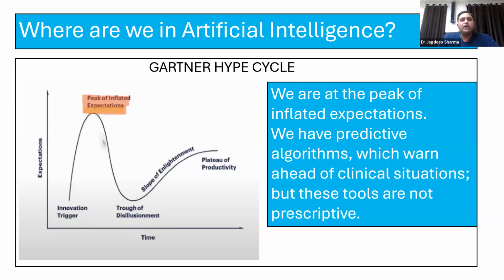So where are we right now in artificial intelligence? If we make an XY graph of expectations versus time, we believe that we are at the peak of inflated expectations. We have predictive algorithms which warn ahead of clinical situations, but these tools are not prescriptive, only predictive, which is helping us see what can happen.